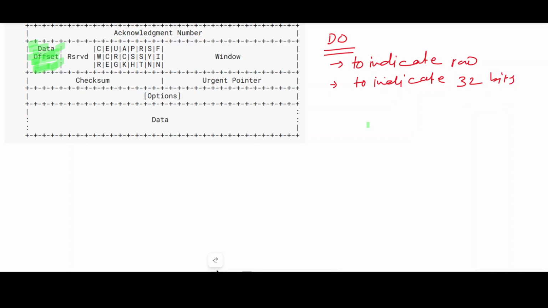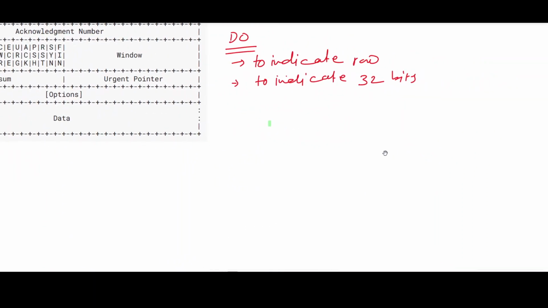It represents that the TCP header is an integer multiple of 32-bit long words, that means the length is in units of 4 bytes. By default, 32 bits equal 4 bytes. So it represents the rows.